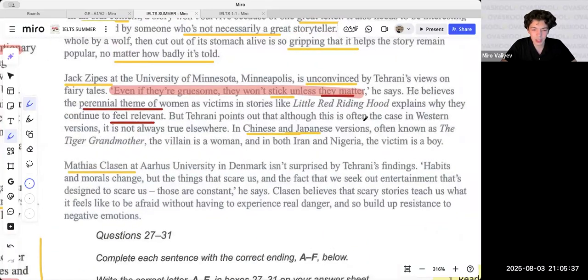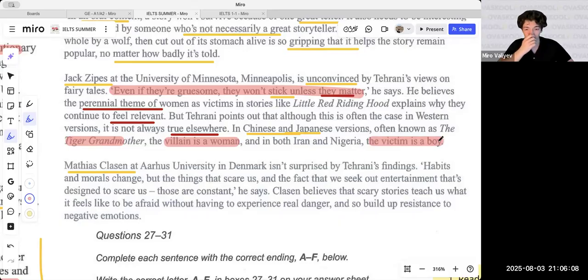So, but Tehrani points out that although this is often the case in Western versions, it's not always true elsewhere. So sometimes you see, as he said, that women are victims in Western versions, but it's not true in other countries. In Chinese and Japanese versions, often known as the tiger grandmother, the villain is the woman, and in both Iran and Nigeria, the victim is the boy.